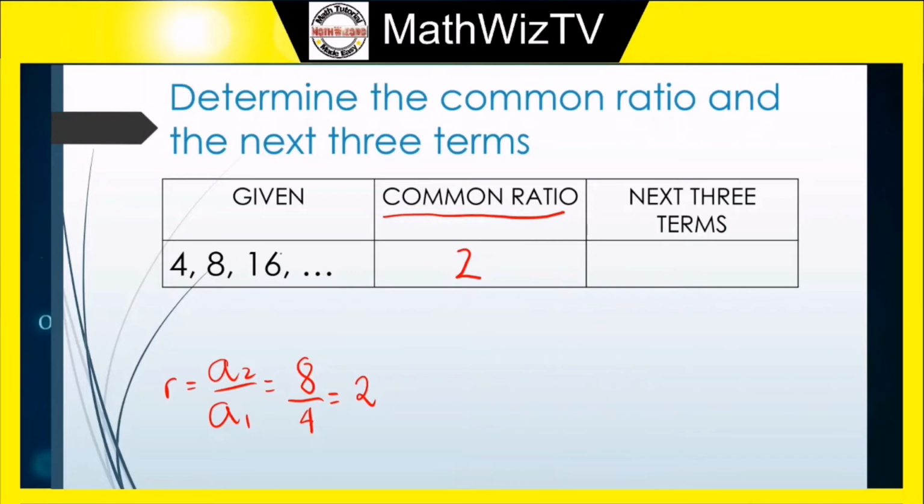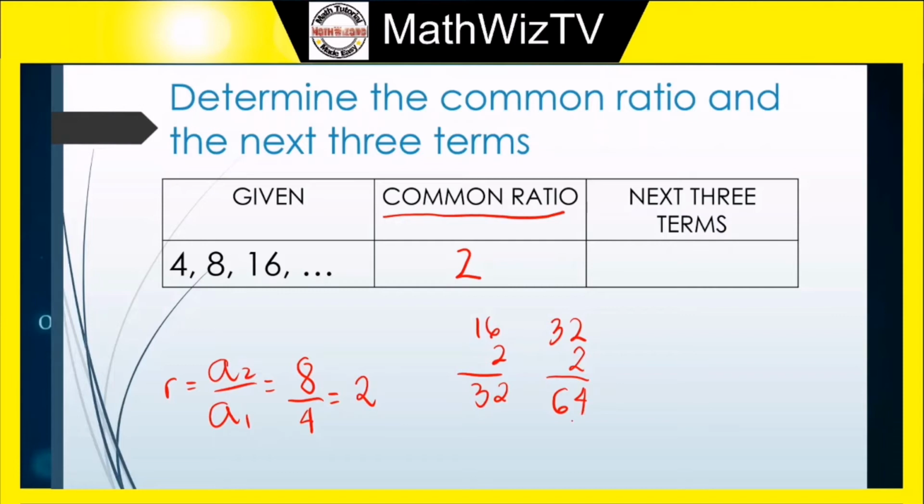And then, as we can see, we have the last term here, 16, multiplied by 2. The answer is 32. So therefore, the next term is 32. And then, to find the next term again, you multiply the last term, which is 32, by 2. 2 times 2 is 4, 2 times 3 is 6. Therefore, the next term is 64.